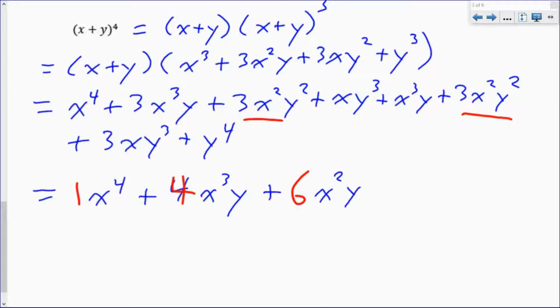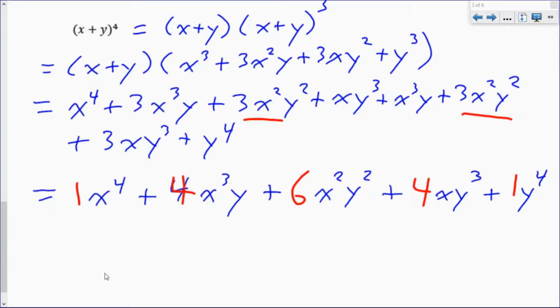x squared y squared. The next term we have is xy cubed. There's 3xy cubed here, and there's 1 here, so there are actually 4 of those as well. And then we have the y to the power of 4, and there's of course only the 1 of those. Probably not too big of a surprise that we have 4x cubed y, and we also have 4xy cubed. Do you see how those are the mirror image of each other, and there should be the same number of them?